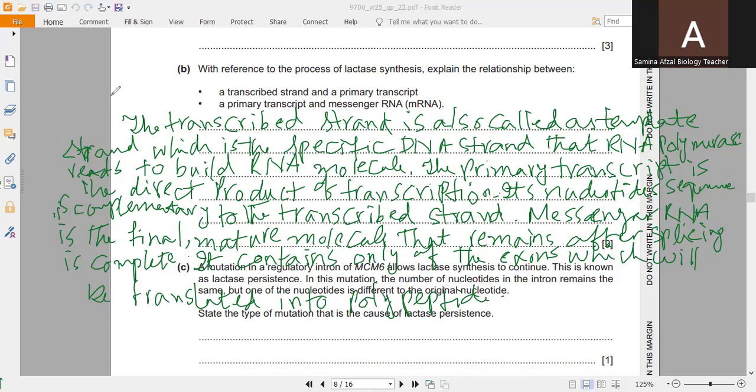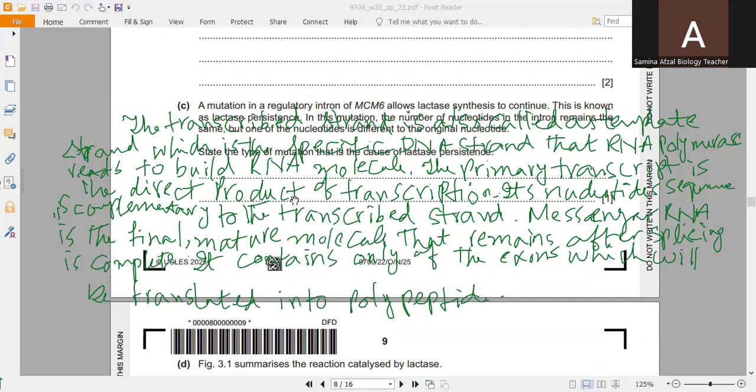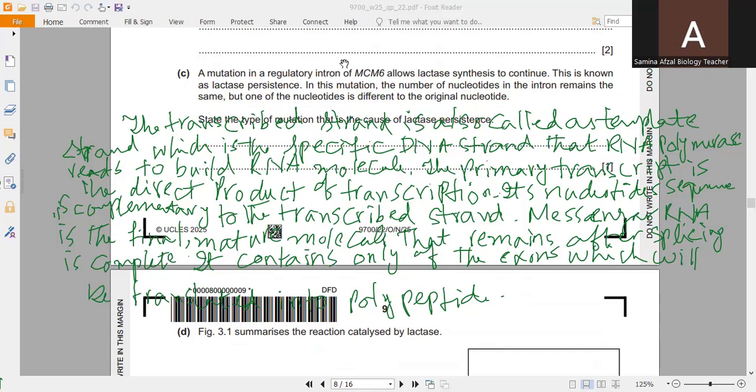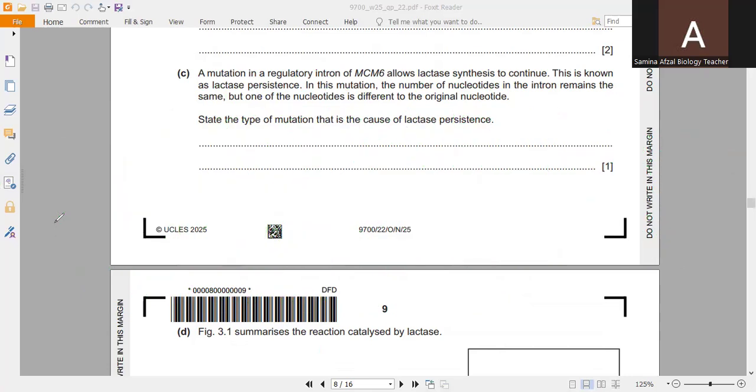Now, the next question, part C. A mutation in a regulatory intron of MCM6 allows lactase synthesis to continue. This is known as lactase persistence. In this mutation, the number of nucleotides in the introns remains the same, but one of the nucleotides is different to the original nucleotides. So state the type of mutation that is the cause of lactase persistence.